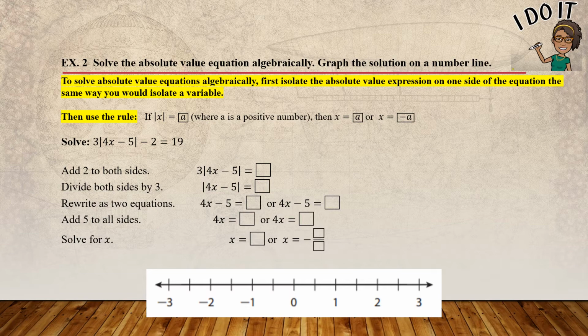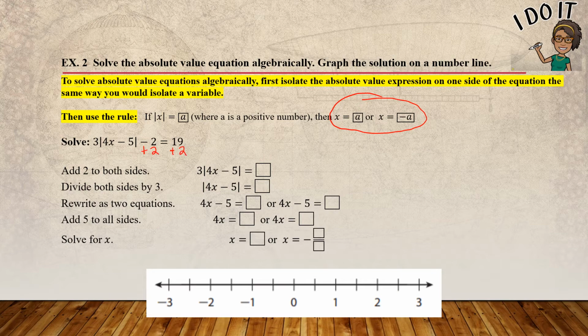So the rule is that if the absolute value of x is equal to a, where a is positive, then x is either equal to a or x is equal to negative a. So that's our disjunction. Remember, we're going to have two solutions, okay? This means that for the first step to solve this absolute value equation, we have to isolate our absolute value expression. To do that, we add 2 to both sides.